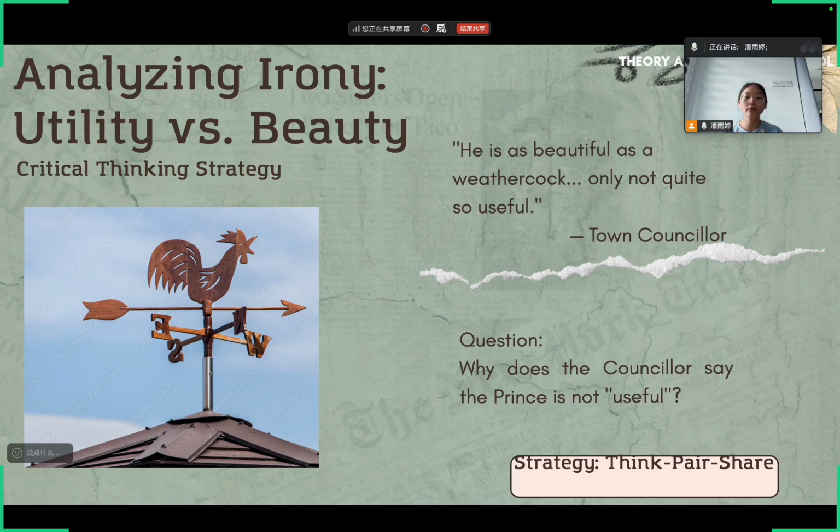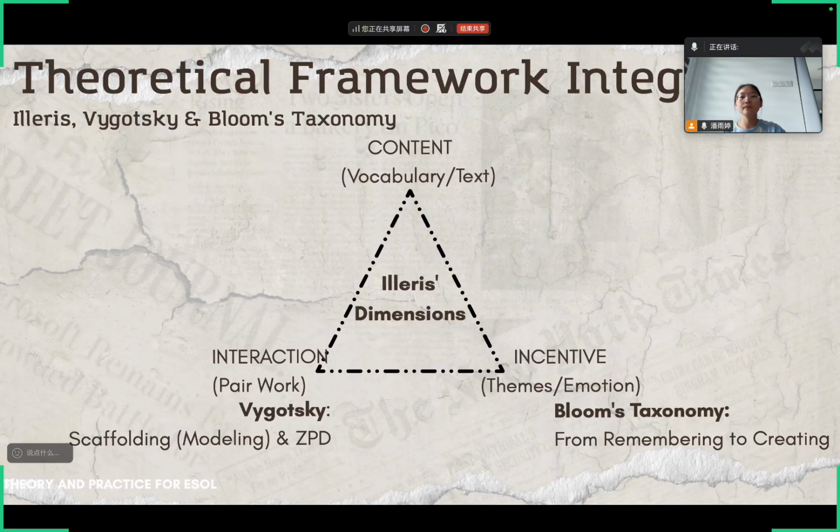Finally, I want to address the affective domain more deeply. Language acquisition is not just about vocabulary. It is about emotional connection. I would ask the class, "The prince is called happy, but he sees all the sadness in the city. Can you be truly happy if you see others suffering?"